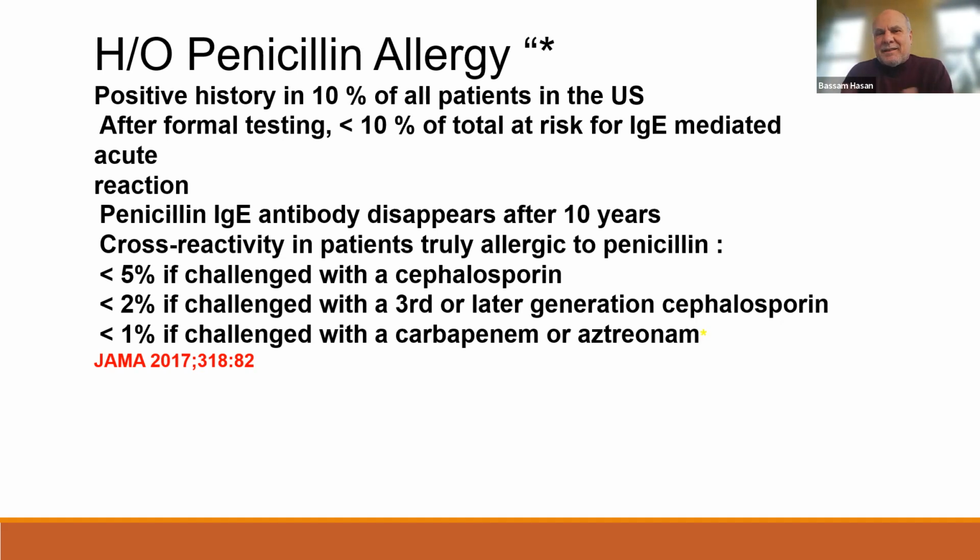Everybody says I'm penicillin allergic, but the truth of the matter is this. From recent studies, positive history is 10% in the US population. I don't know what the situation is in Palestine. After testing, less than 10% of those are truly at risk for an IgE-mediated acute reaction. Penicillin IgE antibody disappears after 10 years. So this is a new finding, and really we are practicing this, especially me. Cross-reactivity in patients truly allergic to penicillin is less than 5% if challenged with cephalosporin, less than 2% if challenged with third or later generation cephalosporin, and less than 1% if challenged with carbapenems or aztreonam.